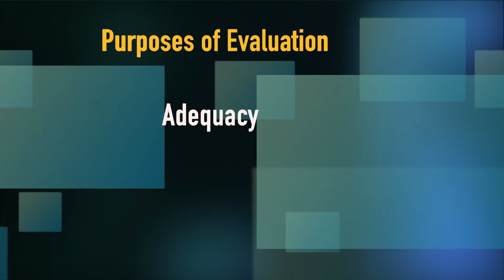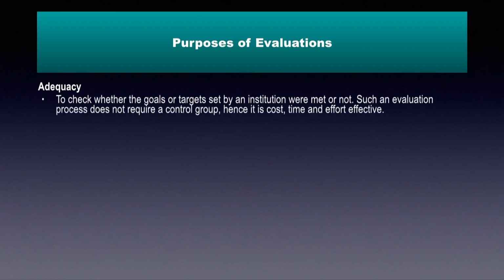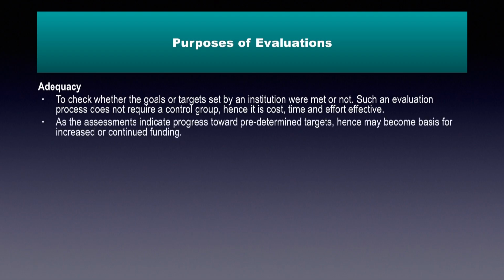Why do we go for evaluations? There are basically three purposes: to know the adequacy, to know the plausibility, and to know the probability. These are the three bases on which we do the evaluation. Adequacy evaluation means to check whether the goals or targets set by the institution were met or not. In such an evaluation, the process does not require a control group, hence it is cost, time and effort effective. As the assessments indicate progress towards the predetermined targets, it may become the basis for increased or continued funding.